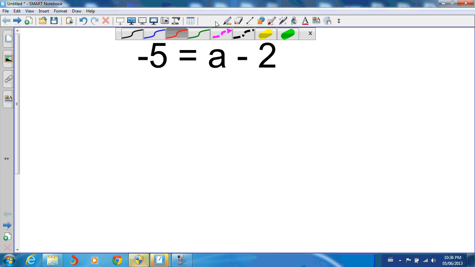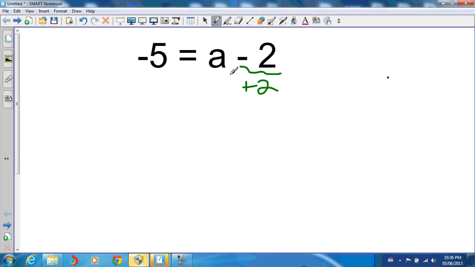The other way, it all depends on which way your teacher teaches it. The other way that they might have told you to do it was if you have a takeaway 2 over here, in order to cancel the negative 2 out, you add 2 to this side. But of course, whatever you do to this side, you must do to that side. So I've got to add 2 to the negative 5 side. That cancels out this here, and you're left with a. And over here, it's basically 2 take away 5, which leaves you with negative 3, just like a thermometer. If you're at 2, then you go down 5, you'll be in the negatives. So there's two ways to look at it depending on which way your teacher wants it done.